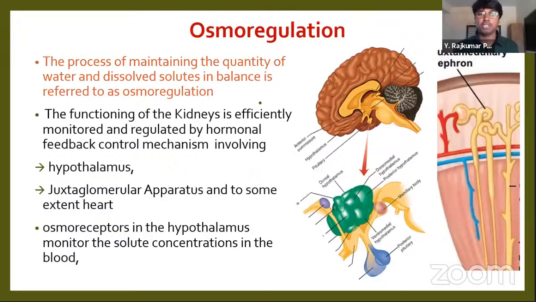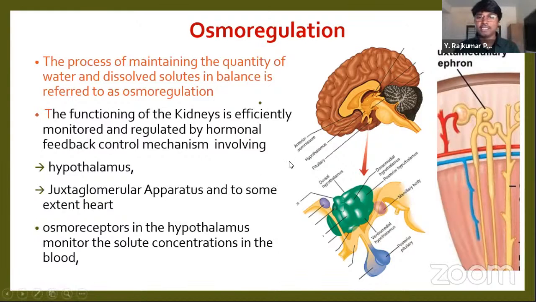What is meant by osmoregulation? It means the process of maintaining the quantity of water and dissolved salts in balance is referred to as osmoregulation. In our body there are different kinds of salts and minerals, and we all know that our body is 70% water, isn't it? So there must be a balance in the content of solutes and also the content of salts. This homeostasis is called osmoregulation.